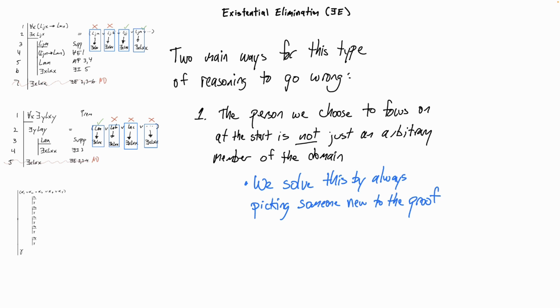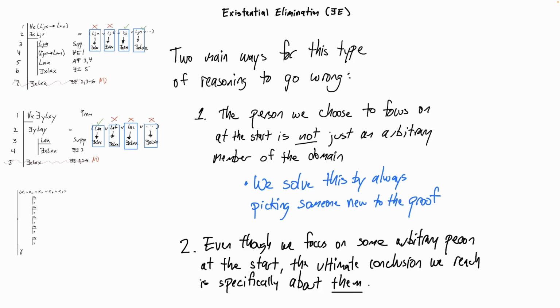Now, the second way for this type of reasoning to go wrong is this. Even though we focus on some arbitrary person at the start, the ultimate conclusion that we reach is specifically about them, and so it's still not a conclusion that we could have reached no matter whom we had chosen. Let's illustrate with another example.